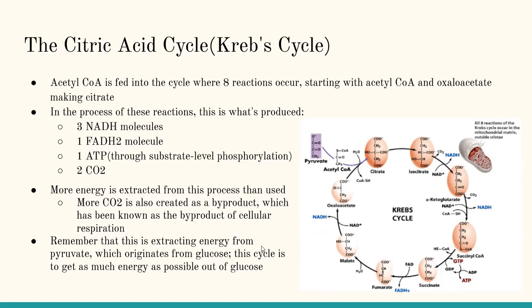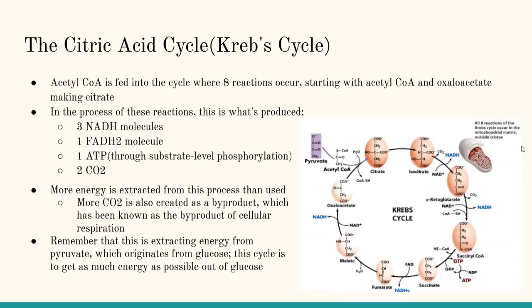Remember, this is extracting energy from pyruvate, which originates from glucose. So this cycle is essentially here to get as much energy as possible from glucose. Professor Francis used the term potential energy a lot. If you've heard it before in physics, glucose has a lot of potential energy, and glycolysis happens, and then you create pyruvate, which by itself also has lots of potential energy, and this Krebs cycle is exploiting that potential energy, turning that potential into real energy. This is why this cycle is important, and it's a good way to think about it.